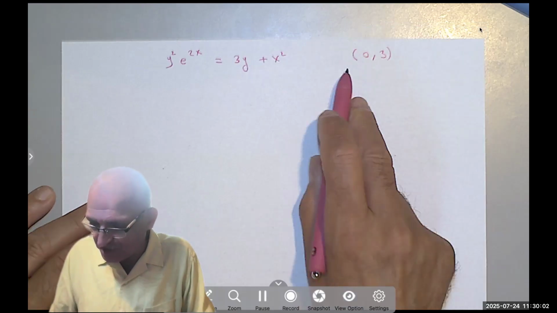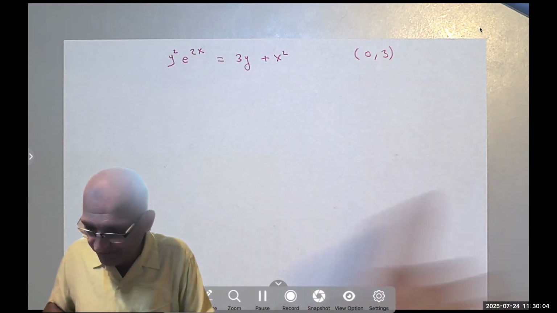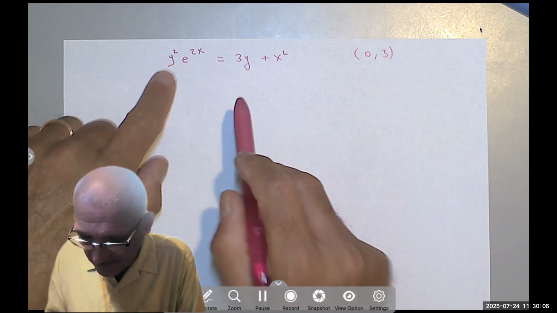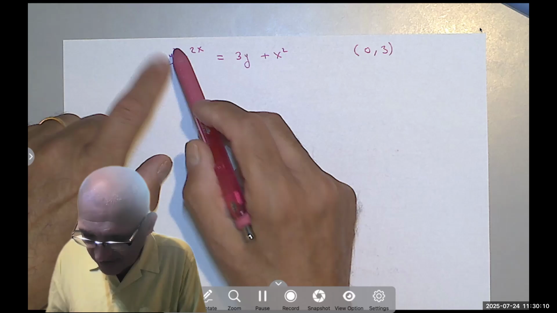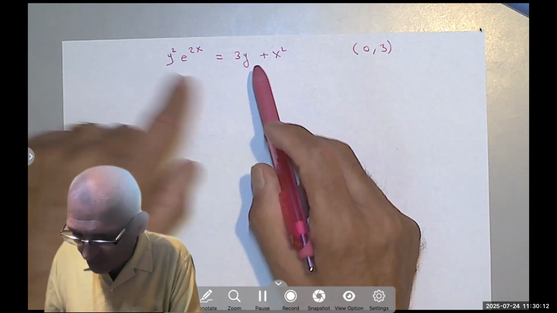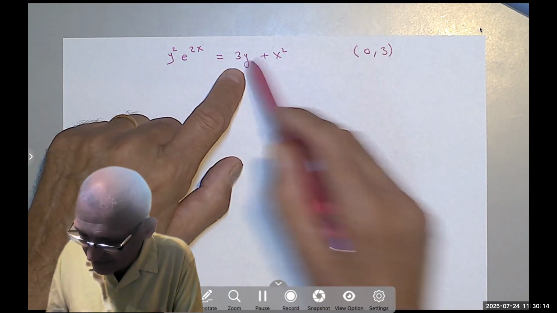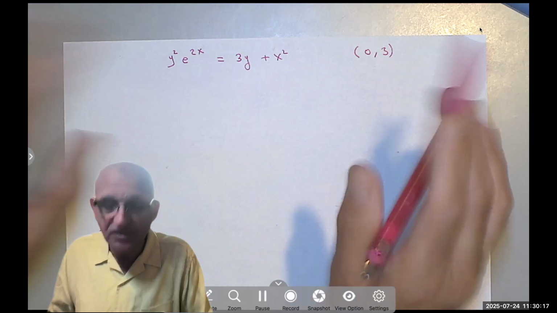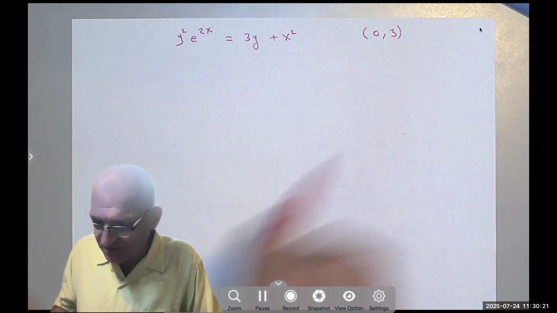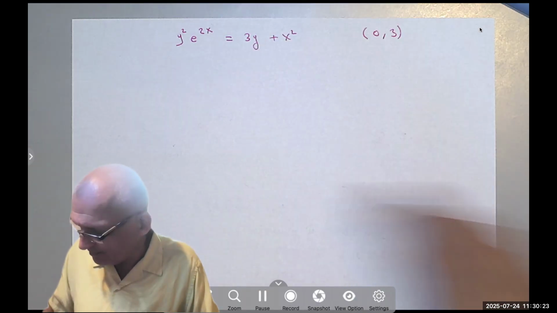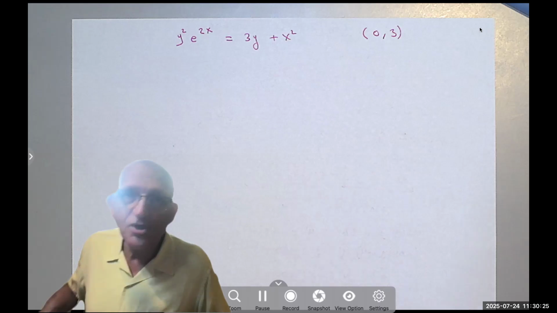First of all, let's make sure that (0, 3) works. If y is 3, this is 9. If x is 0, e to the 0 is 1, so the left-hand side is 9. When I move to the right-hand side, 3 times 3 is 9, plus 0 is 9. So it's correct. I just forgot to check that. I know it has to be right, but we always check.